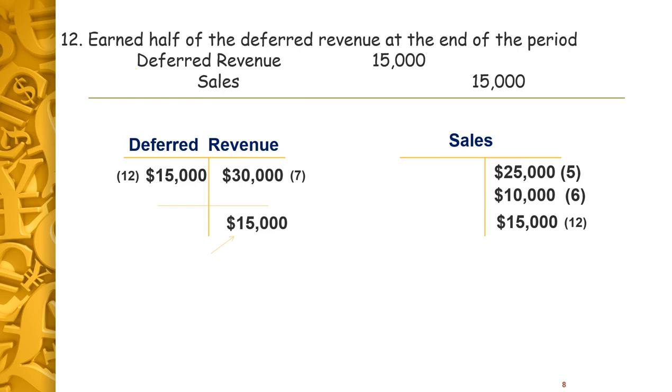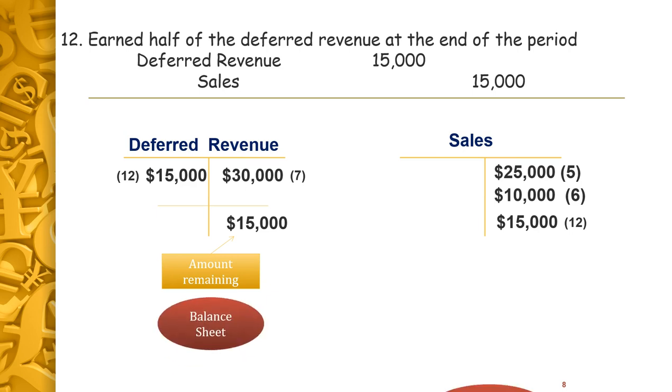Now, again, if you look at the two accounts, we now have $15,000 left of our liability, which is on the balance sheet, and now we have another $15,000 on our income statement. So again, they're always affecting both the balance sheet and the income statement whenever we do adjusting entries.